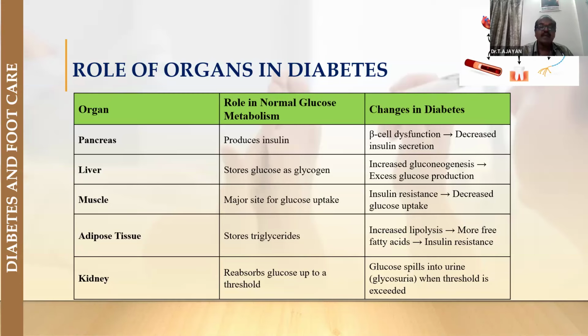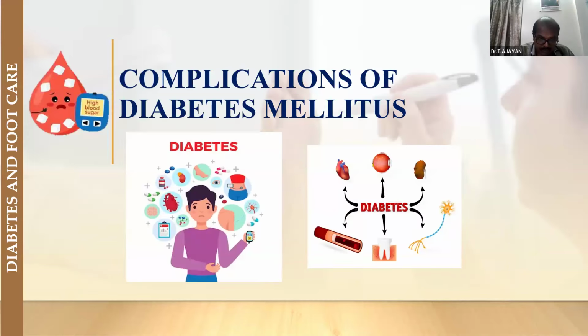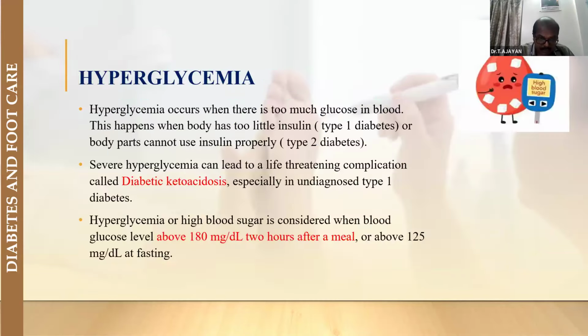The kidney reabsorbs glucose up to a renal threshold. Beyond that, glucose spills into the urine, that is glycosuria, when the threshold is exceeded. Everybody knows our renal threshold is 180 milligram. Now, what are the common complications of diabetes mellitus? The first one is hyperglycemia. Hyperglycemia can lead to acute complications as well as chronic complications.